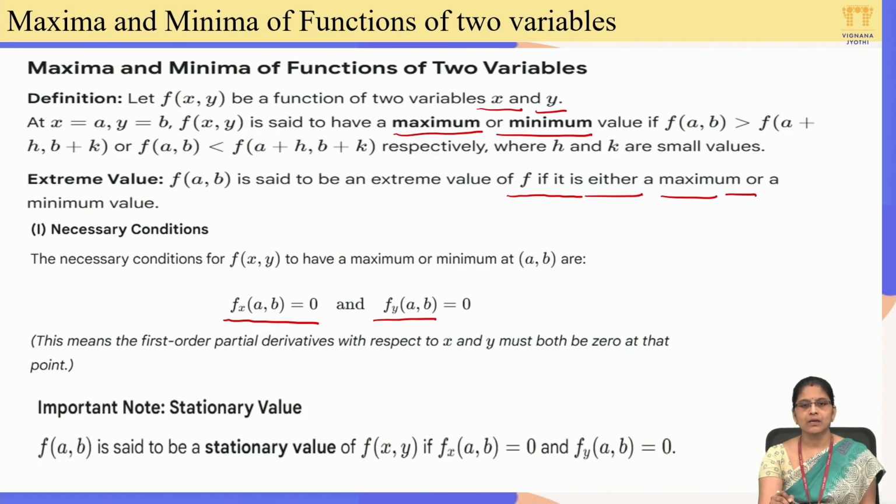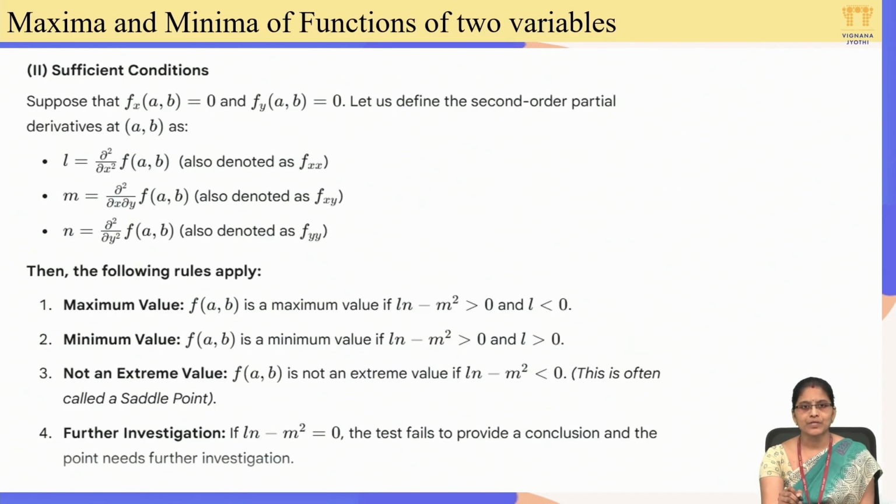Next, an important point that we have to remember is the stationary value. The function at the point (a, b) is said to have the stationary value if the first order partial derivatives with respect to x and y are 0 at that point. Next, the sufficient conditions to find out the maximum and minimum of functions of two variables. So the first order partial derivatives are equal to 0 at the point (a, b).